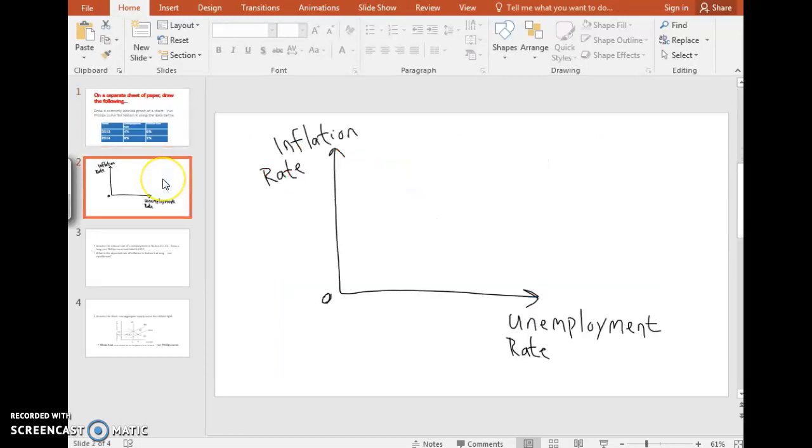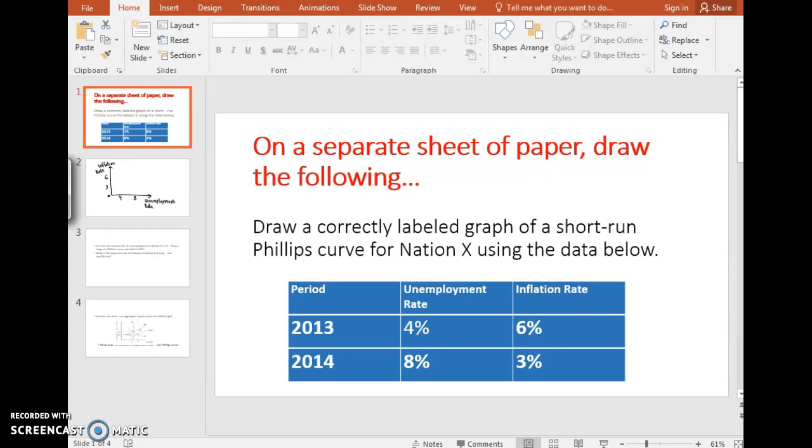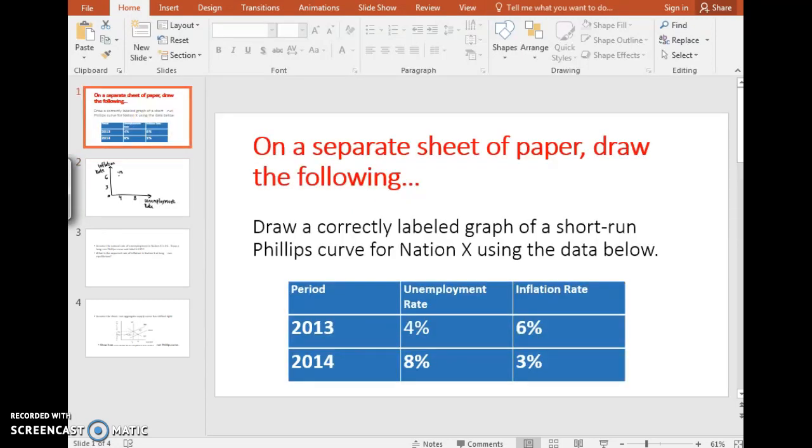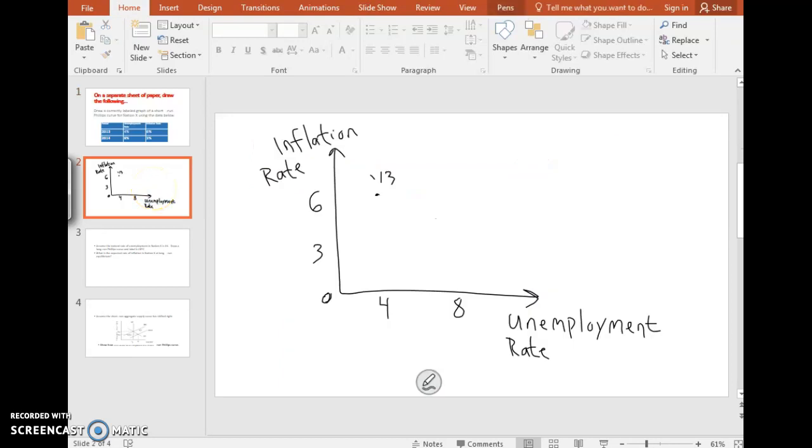Really all you're doing on our next slide here is just plotting points. So I believe we had a 4% and an 8% unemployment, and I believe we had a 3% and a 6% inflation. So we go back and we look in 2013, we had 4% unemployment and 6% inflation. So let's see, that was right here, and we could label that 13. And then in 2014, it was 8 and 3.